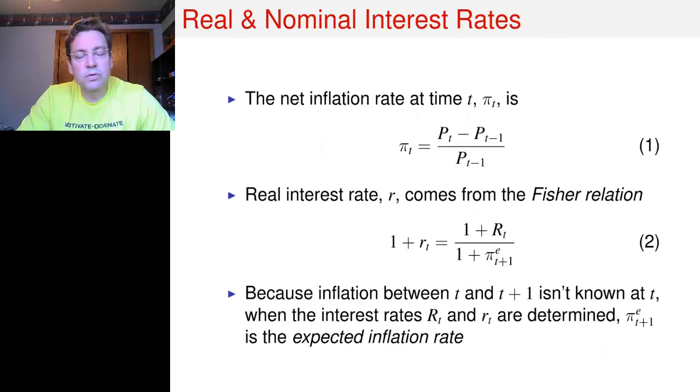Now this should be a review for you. I'm going to link up real and nominal interest rates. Let's define the net inflation rate as the change in the price level over the past price level. So this is just delta P over P. The real interest rate then comes from this Fisher equation, where you take the nominal interest rate and you adjust it by what the expected inflation rate is over the term of this nominal bond.